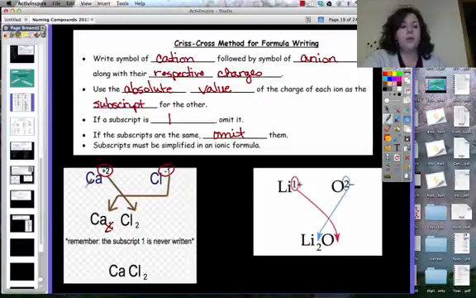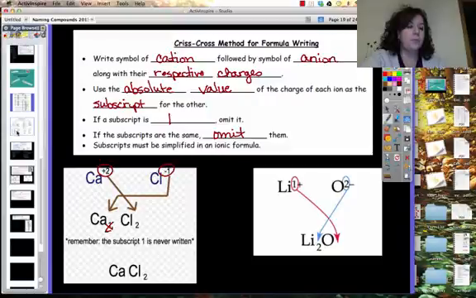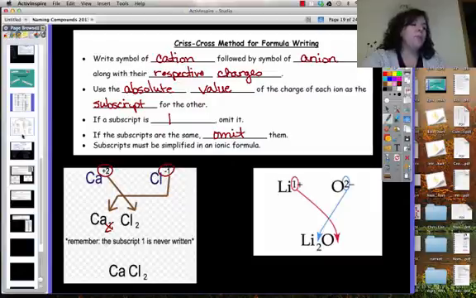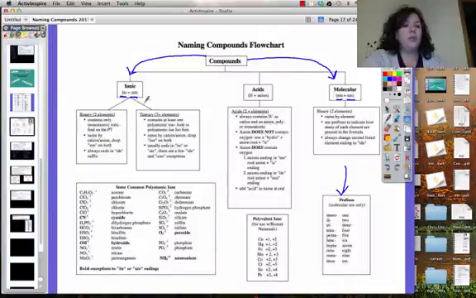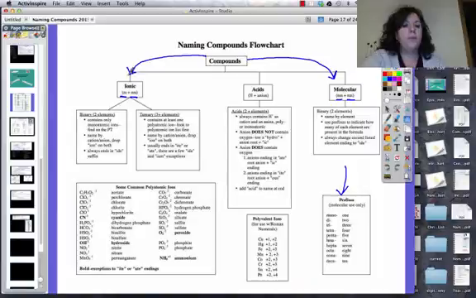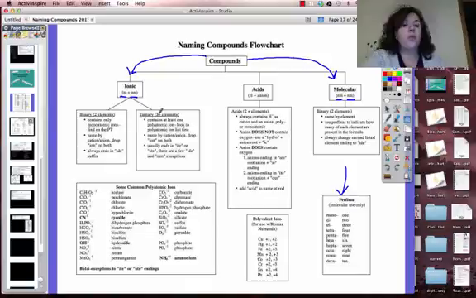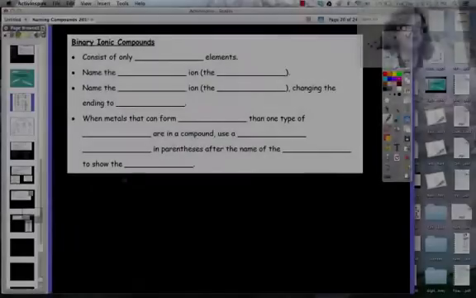It makes it very, very simple for naming your ionic compounds. Now, there are 2 different types of ionic compounds that we need to look at. The first thing we'll do is go back and look at our flow chart here. We're on ionic. So binary is 2 elements. We're going to talk about binary first on how to name them. And then we have something called ternary, which is 3 or more elements, and the way we name those.